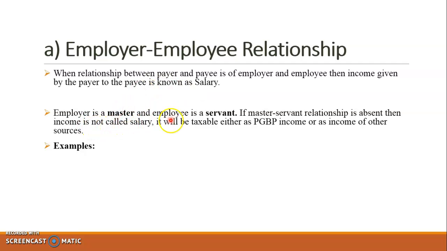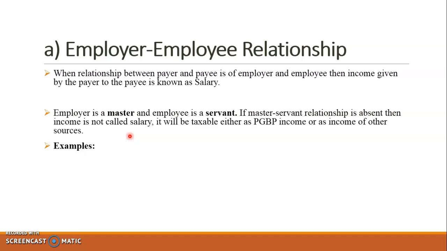Employer is a master and employee is a servant. It means the master is the one who gives the instructions and all the guidelines to the employee, and the employee is a servant. It means he has to abide by all the guidelines and instructions given by the master. So if the master-servant relationship is absent, then we say that the income is not salary. So there should be an employer and employee relationship.